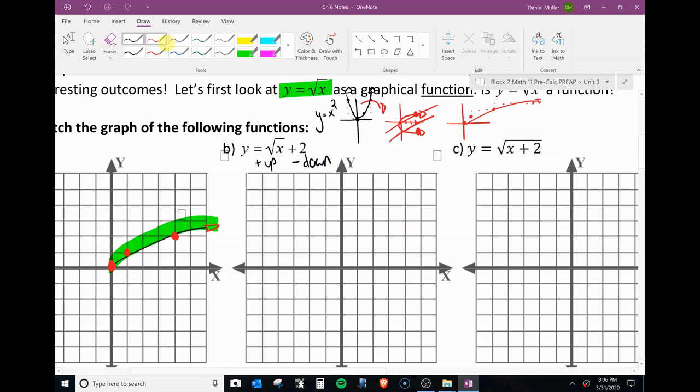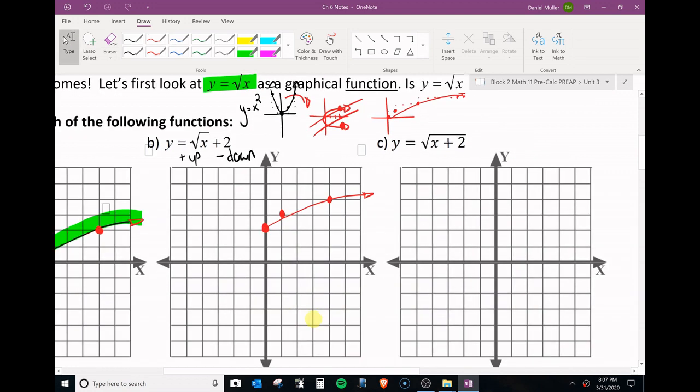This says plus 2. So that means instead of starting at 0, 0, we're going to go up 2. We're going to start up by 2. And then from there, you can go up 1 over 1, up 1 over 3, up 1 over 5, which we don't have. That's off the graph. And so this is what our graph looks like.